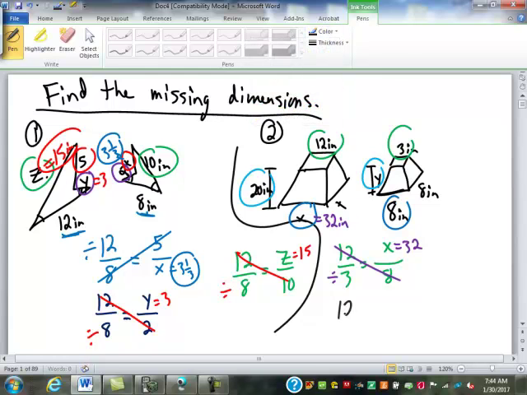And then we do the same for y. Y is on bottom. What goes above the y? 20. So we cross multiply and divide. We get that y equals 5. Any questions on those?